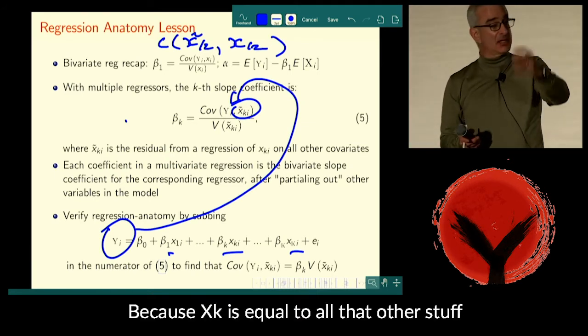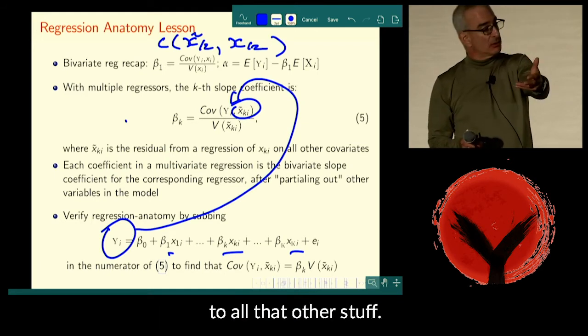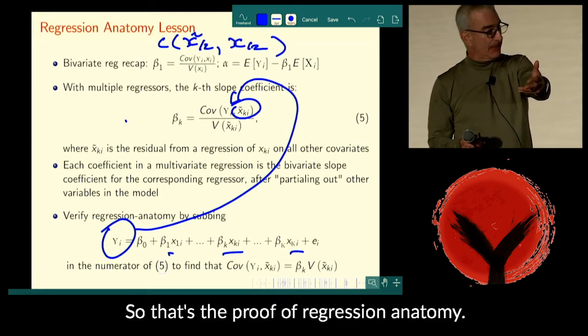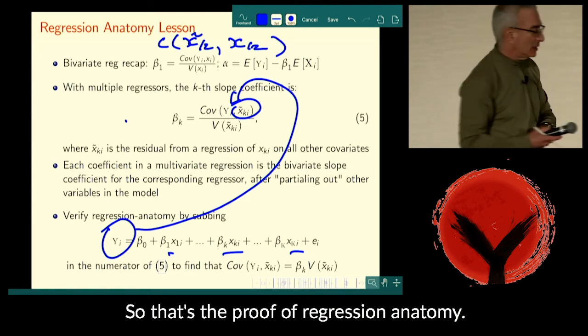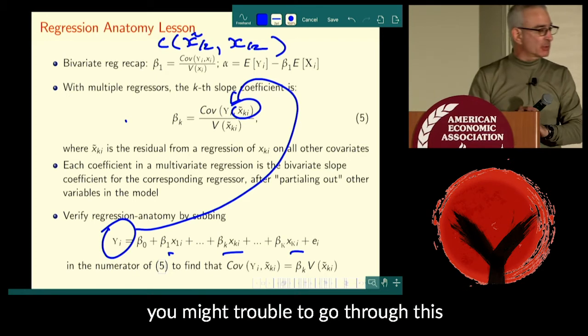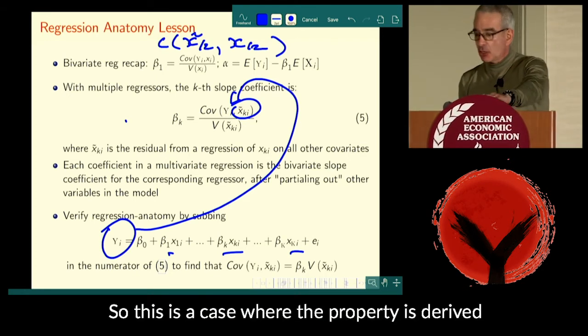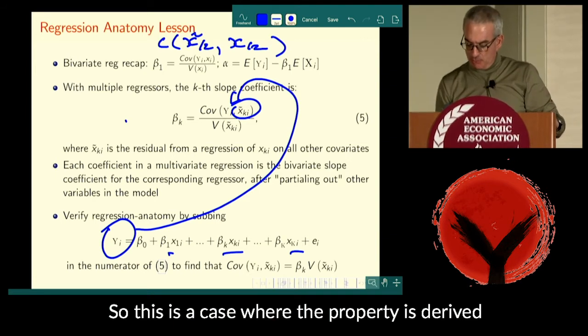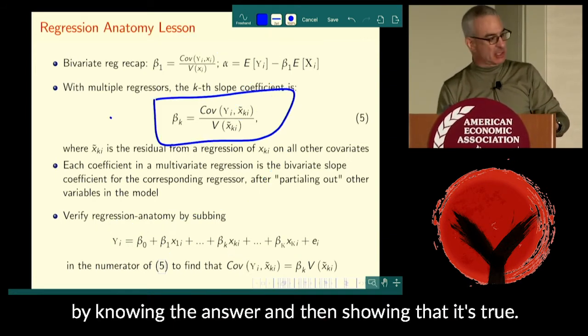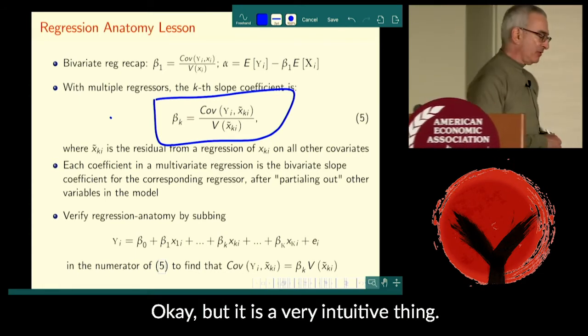Because xk is equal to all that other stuff plus that residual, but you're orthogonal to all that other stuff. Okay, so that's the proof of regression anatomy. And when you're teaching undergraduate econometrics, you might go to the trouble of going through this, or at least put it on a problem set. This is a case where the property is derived by knowing the answer and then showing that it's true. But it is a very intuitive thing.